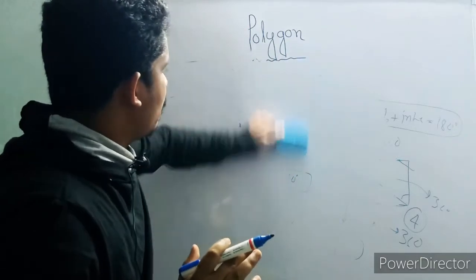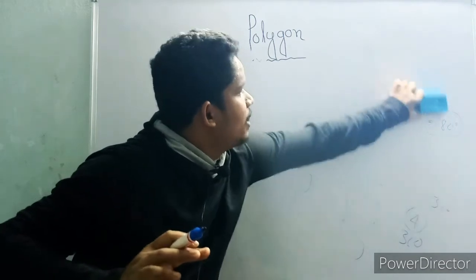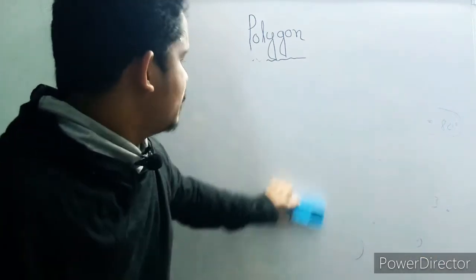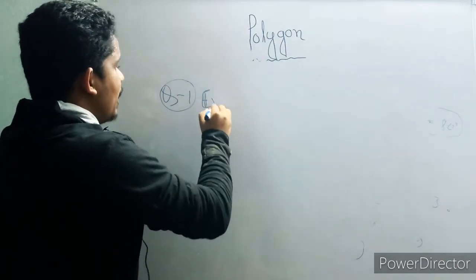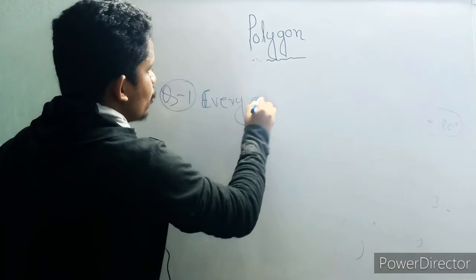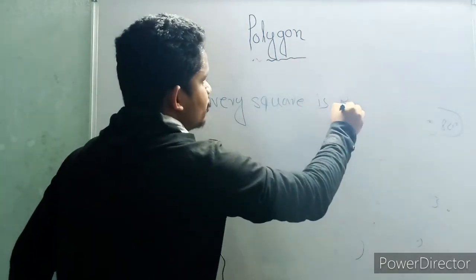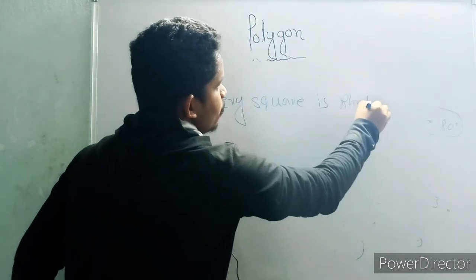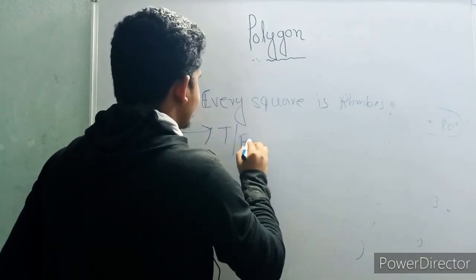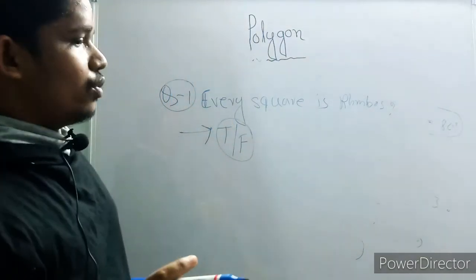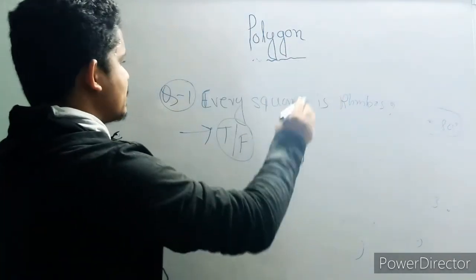So let's ask one question. This type of question comes in most of your competitive exams. Question 1: every square is a rhombus, suppose. This is our question. Is this statement true or false? Every square is a rhombus. I think this statement is true. Let's prove it. How does it come?